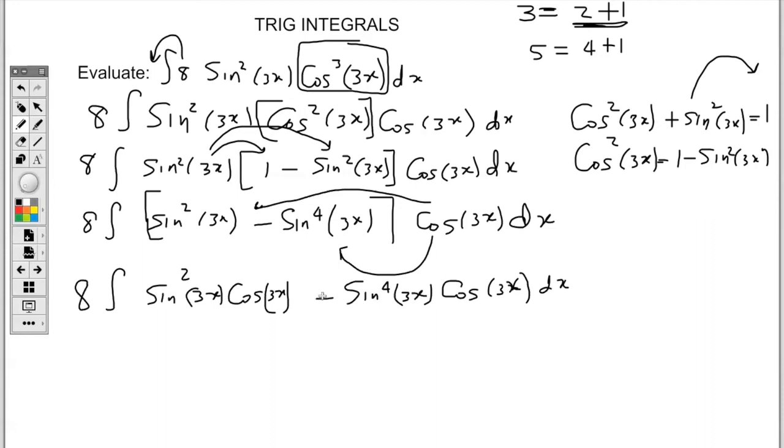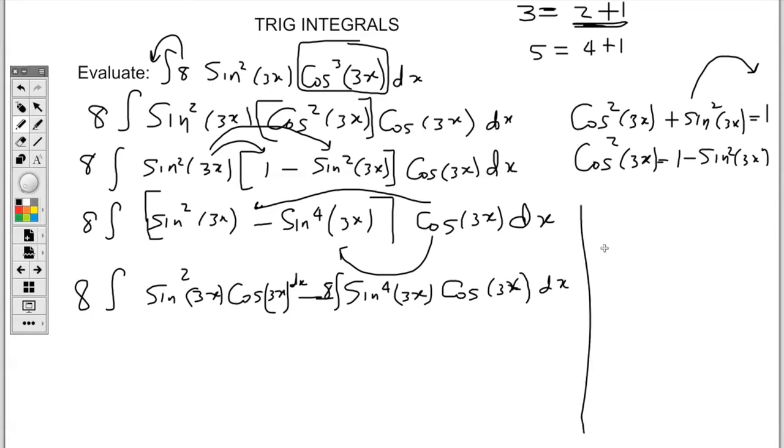The last thing that is left to be done is to integrate each of these. And what I'm going to do is have the minus sign. I'm going to distribute the 8 and the integral. So this will be 8 and an integral sign, and I have my dx. I'm just putting it here. So let's integrate sine square 3x cos 3x.